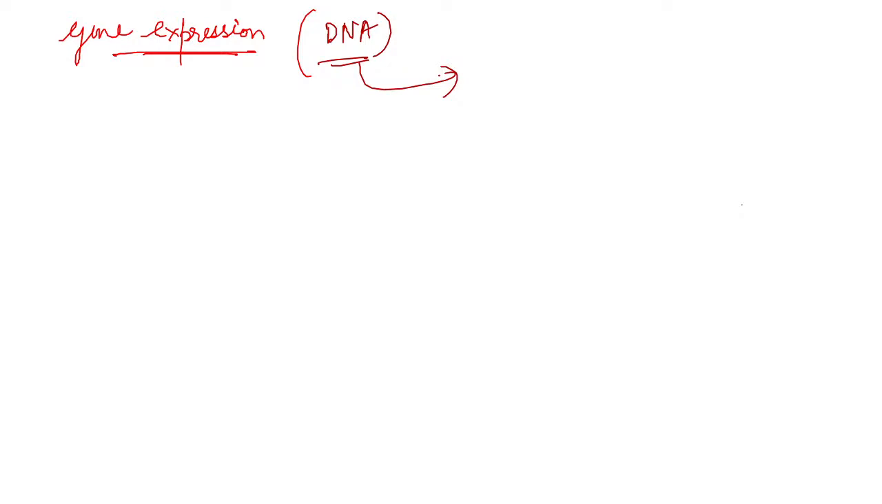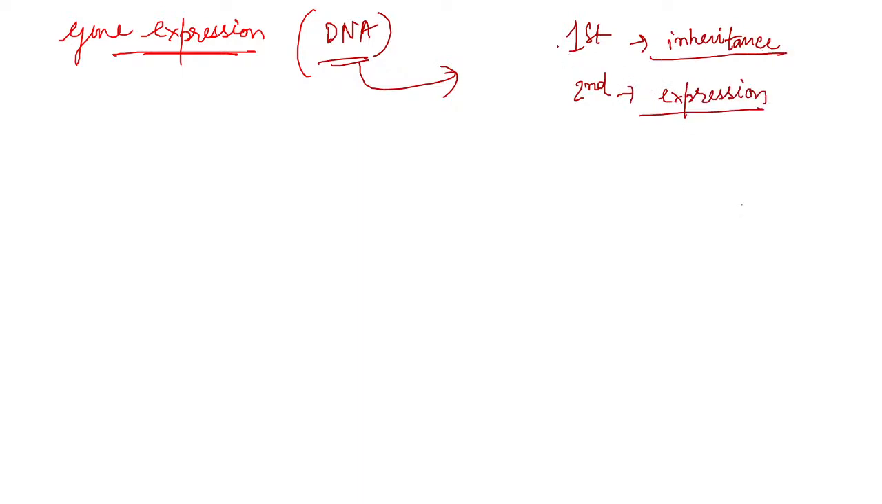Okay, the first function is transfer to the next generation. So please do write it down. The first one is inheritance. The second one is expression. So these are the two most important functions of the DNA or the genetic material.